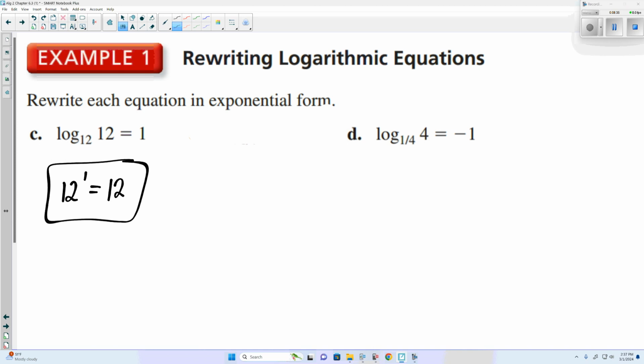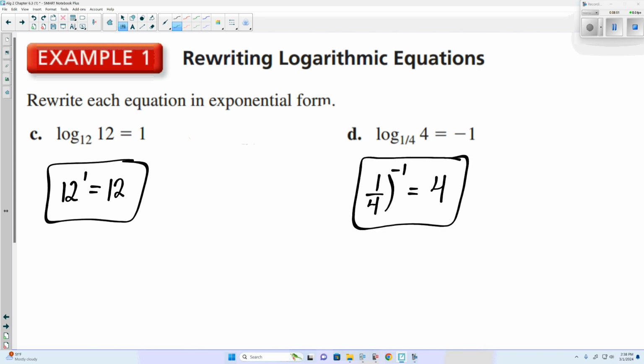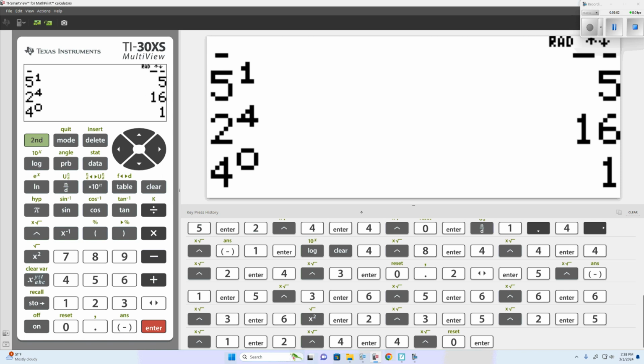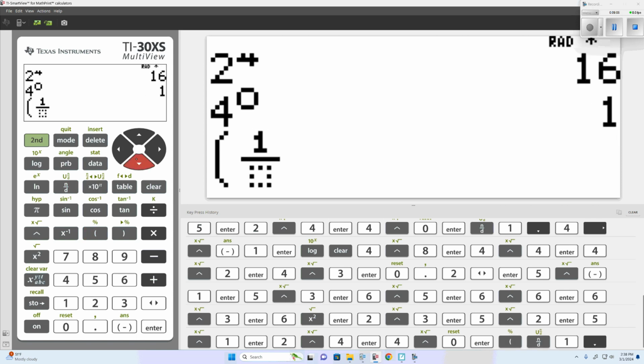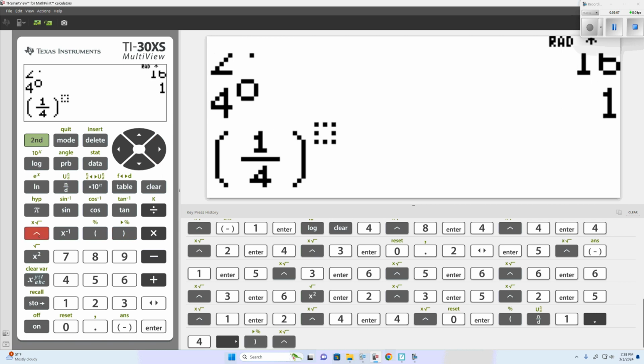How about the next one? Log base 1/4 of 4 equals -1. 1/4 to the -1. And that's it. Because here we're just rewriting an exponential form. Normally, yes, we would want that exponent negative or positive because it's negative, but here we're just rewriting the equation. So we could put parentheses around our 1/4: 1/4 to the -1 is indeed 4.